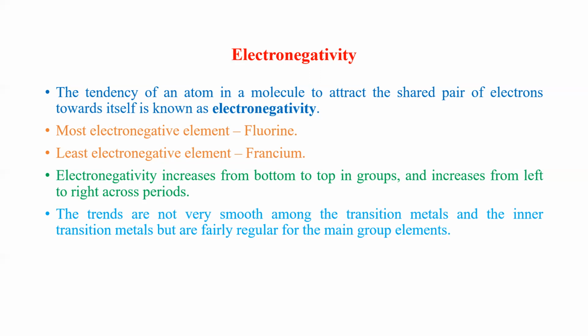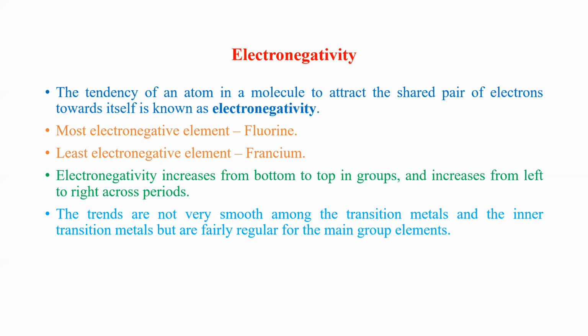Now, among all the elements in the periodic table, the most electronegative element is fluorine, whereas the least, meaning less electronegative, element is francium. Now, the periodic table follows a trend regarding electronegativity. When we go from bottom to top in groups, the electronegativity will increase. Similarly, when we go from left to right across periods, the electronegativity will increase.